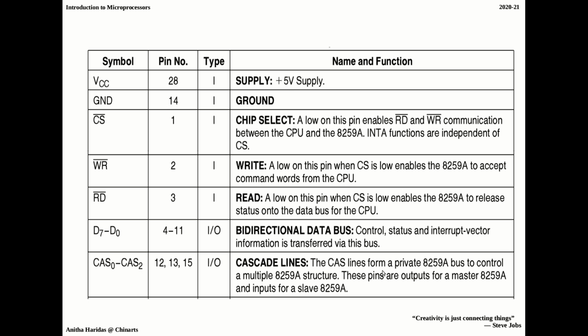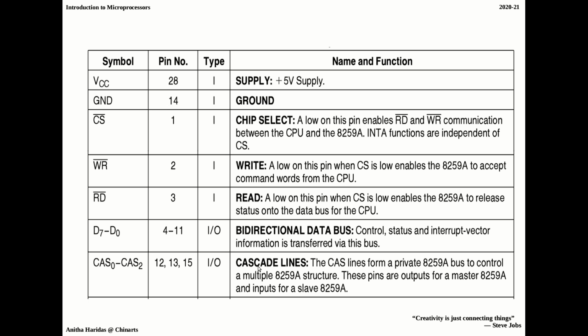Then we have three cascade lines 0 to 2. The cascade lines form a private 8259A bus to control a multiple 8259A structure, because in cascading more than one 8259A will be connected. So these lines will be acting as control lines for the multiple 8259A structure. And these pins are outputs for a master, and inputs for a slave, which we have already discussed in our functional block diagram.